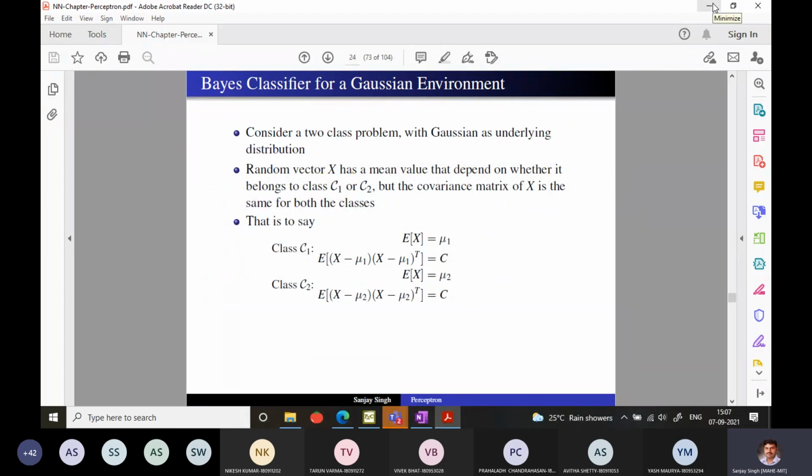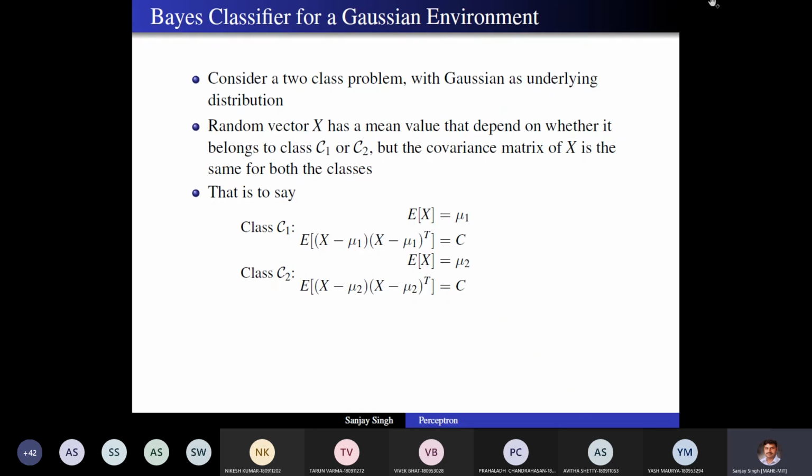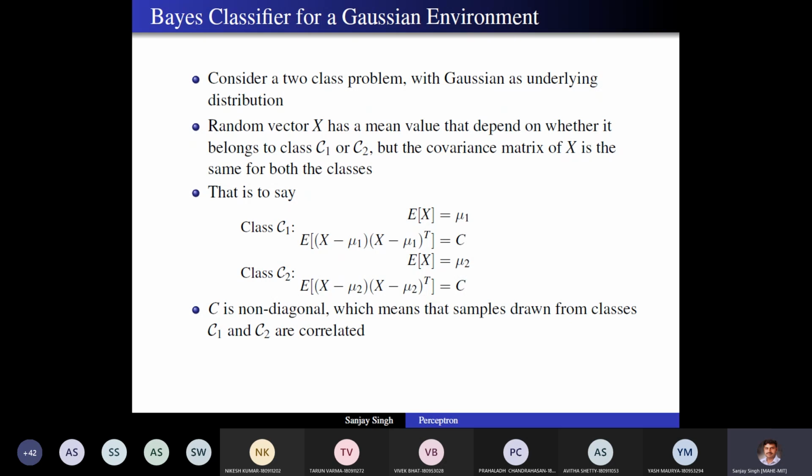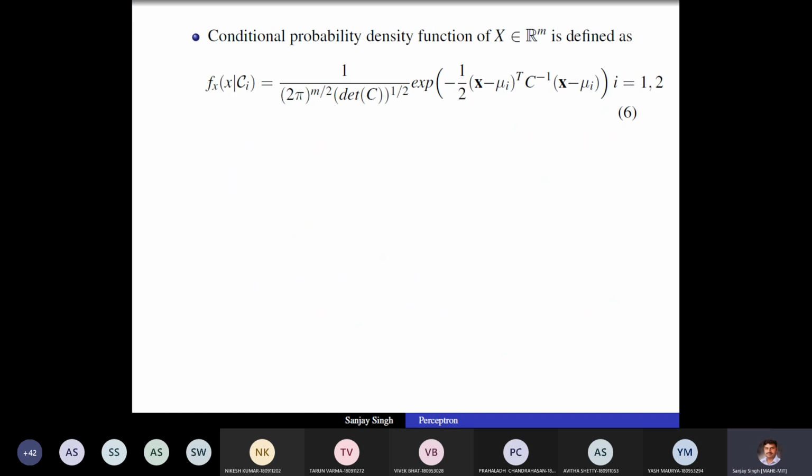Now, once we have this particular fact, our journey is set. As I mentioned, C is non-diagonal, which means that samples drawn from class C1 or C2 are correlated. They are not independent. They are correlated, and it makes sense. Also, it is assumed that C is non-singular, which means its inverse exists, and then the rest of the analysis we can do.